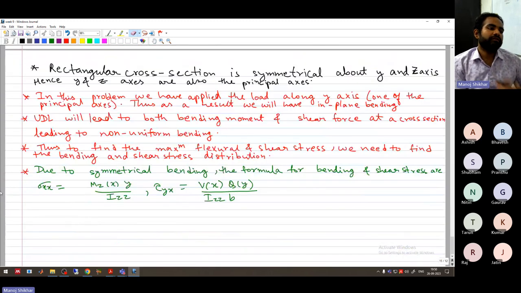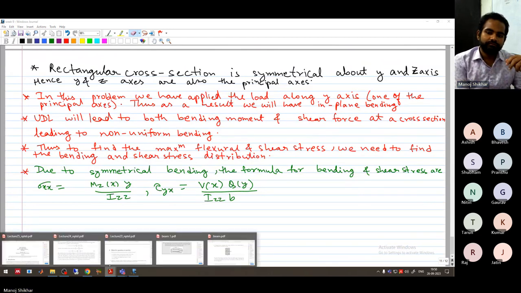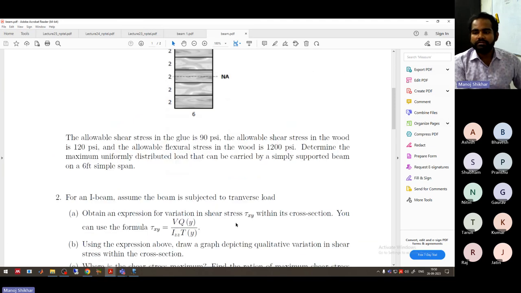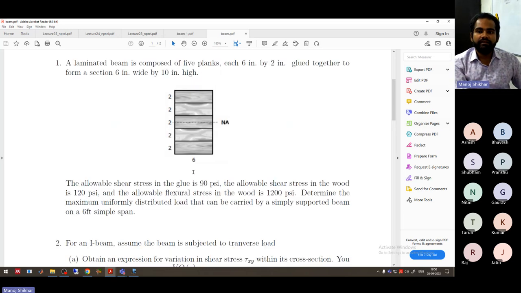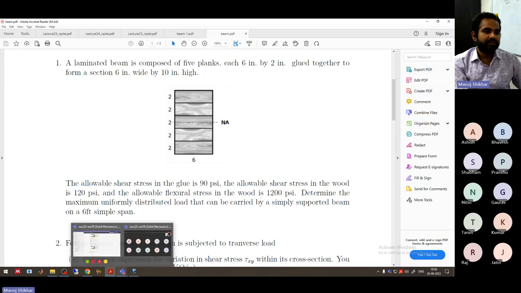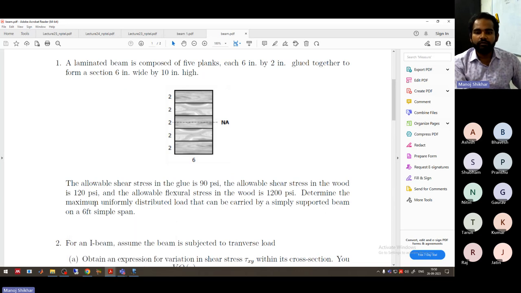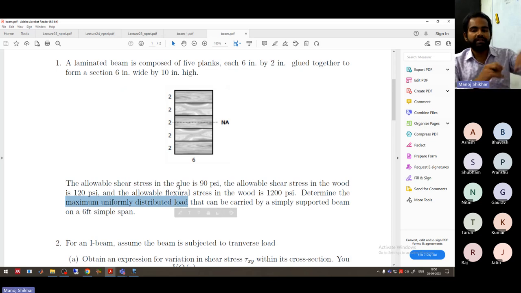So these are the formulas we need to use to calculate the sigma xx. Now, what does the question ask? It asks: determine the maximum uniformly distributed load that can be carried by a simply supported beam on a 6 feet span. They have given you the length L equal to 6 feet, the length of the beam, and they're asking what will be the maximum UDL, the value of the maximum UDL.